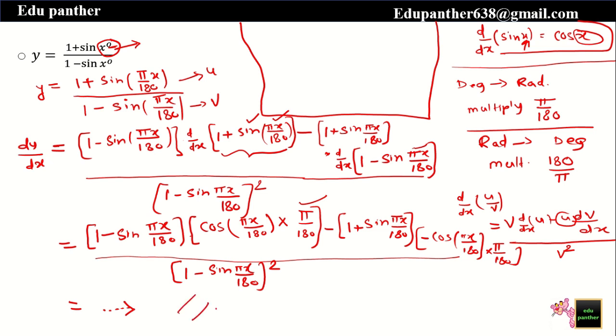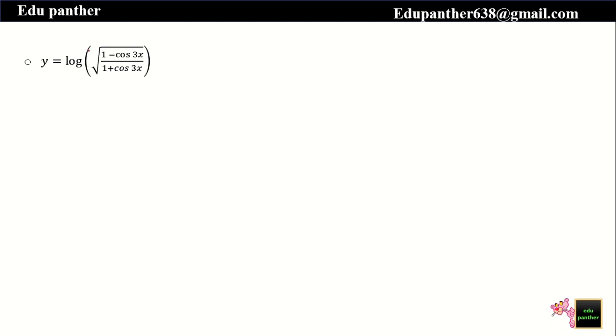Now we'll move further. Yes. So next term is y is equals to log of under root 1 minus cos 3x upon 1 plus cos 3x. Again we have log term, that means we have to use properties of log, but we have some special type of trigonometric functions here. So for that we have to remember the formula.